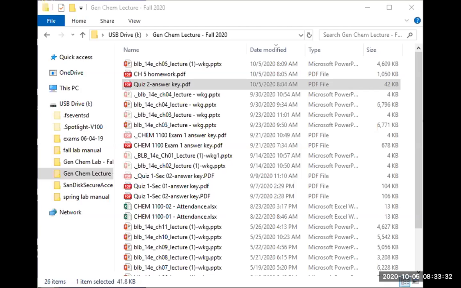So the first 3 questions all centered around balancing equations. I've posted these answers in Canvas. If you want to take a look at it later, you can. But what I did here is try to show you how I walked through it when I solved the problem. So you have the initial equation. The first thing I balanced was the carbons.